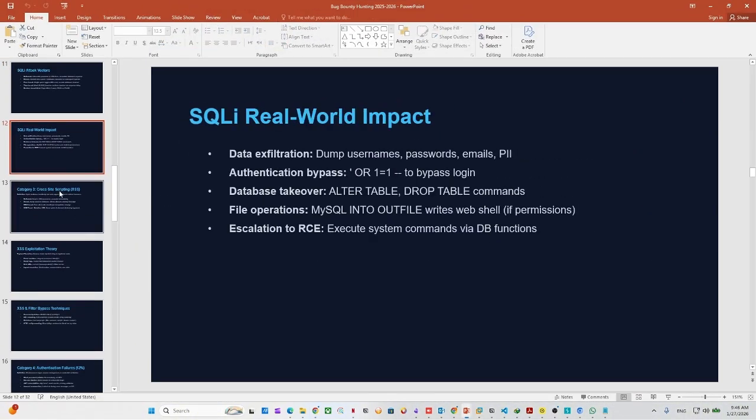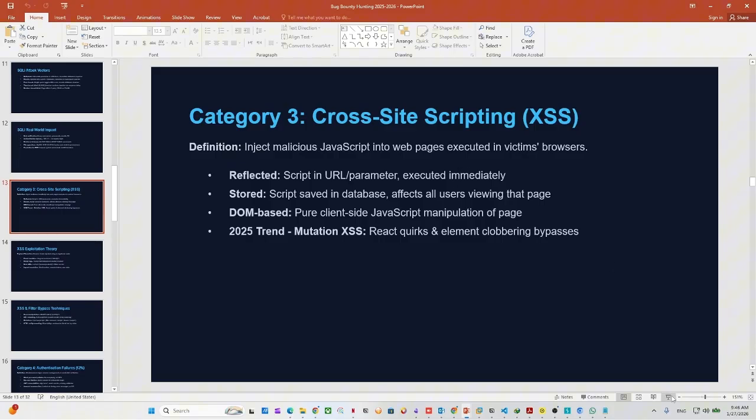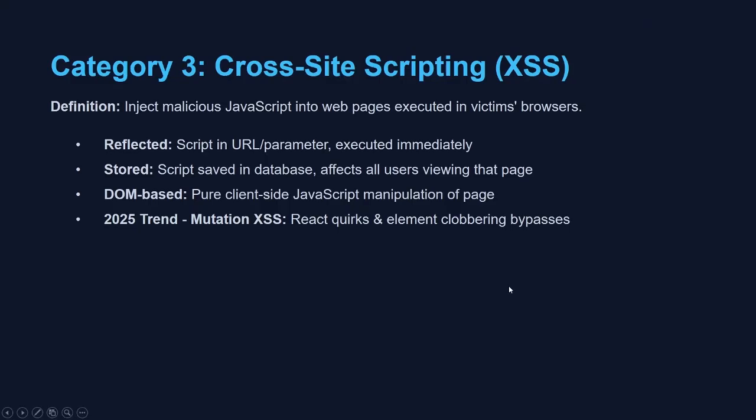So let's move on to the next attack, which is cross-site scripting. Cross-site scripting injects malicious JavaScript into web pages, executed in the victim's browser. So we have different types of cross-site scripting. Reflected injects malicious JavaScript into web pages executed in the victim's browser. We have reflected script in URL parameters executed immediately.